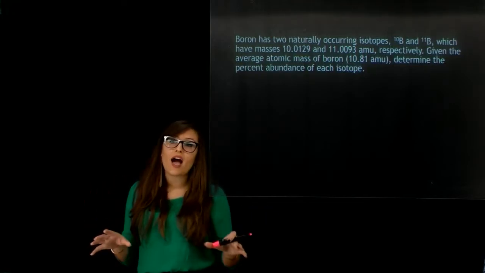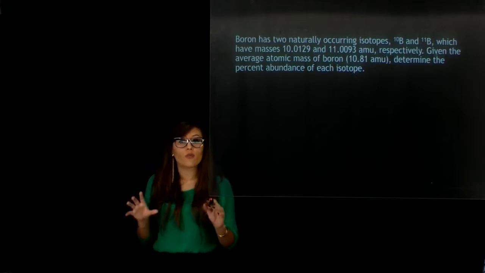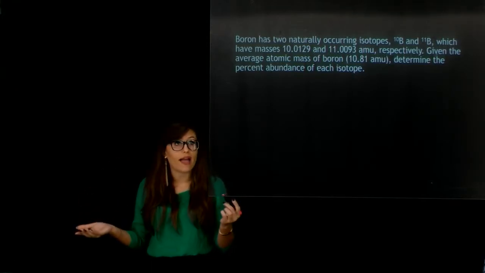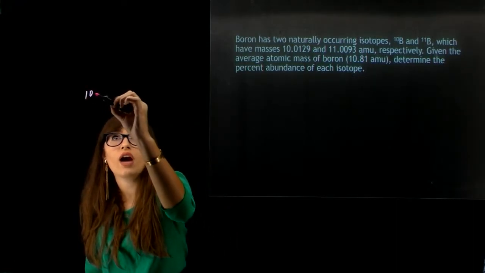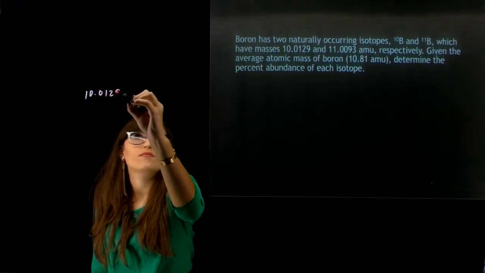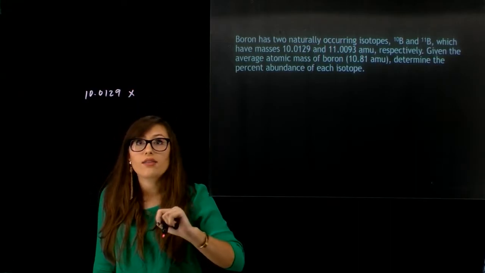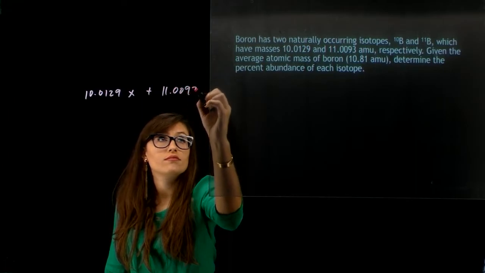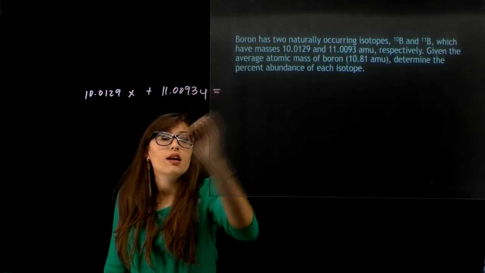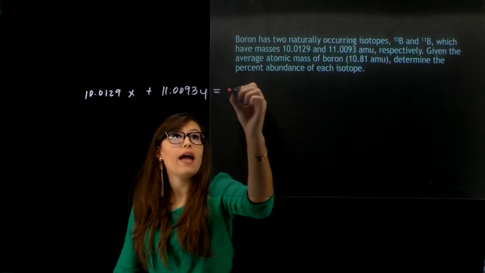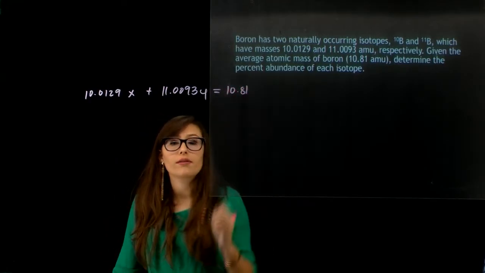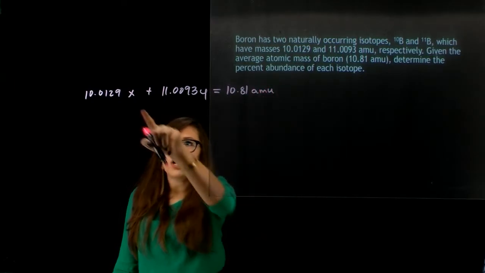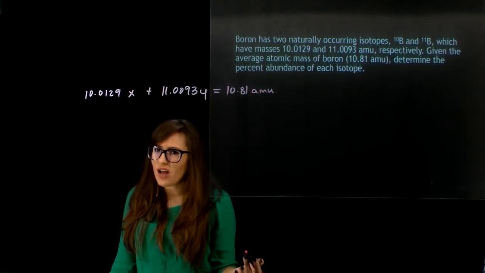So let's go ahead and set up the equation of what you would use to solve for the average atomic mass. Well, you take each of your isotopes multiplied by the percent abundance, and you'd add them. And that would be equal to your average atomic mass. So in this case, 10.81. So we don't know x or y, but how are we going to solve for this?